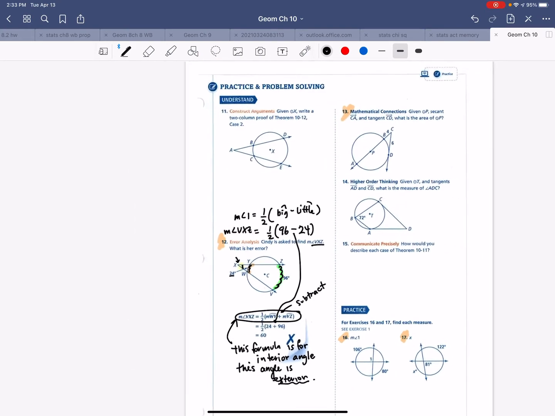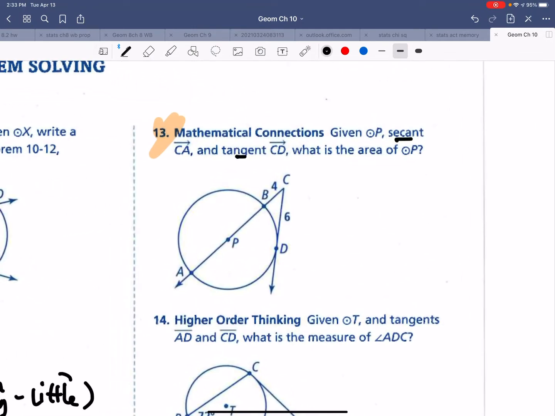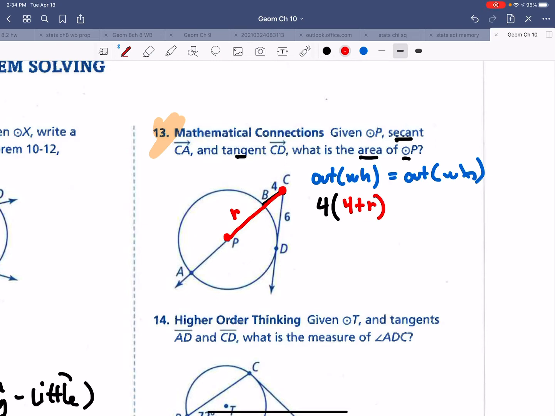Okay. Question number 13. We've got a secant and a tangent. What is the area of circle P? Ooh, that's kind of cool. Let's start. I'm going to use my segment formula: the outside times the whole thing is equal to the outside times the whole thing. So this part on the outside, 4, times the whole thing, 4 plus the radius, is equal to the part on the outside, 6, times the whole thing, 6.